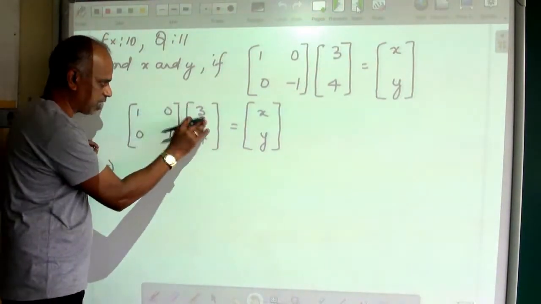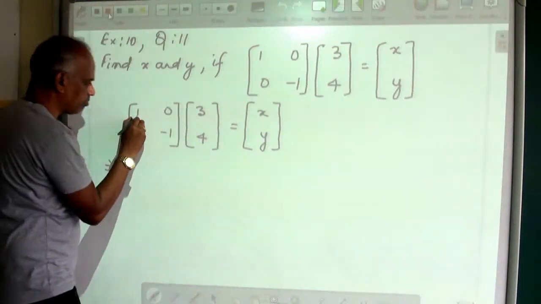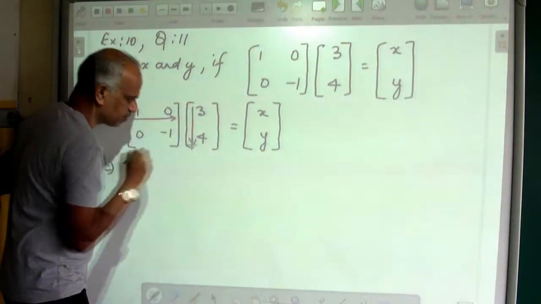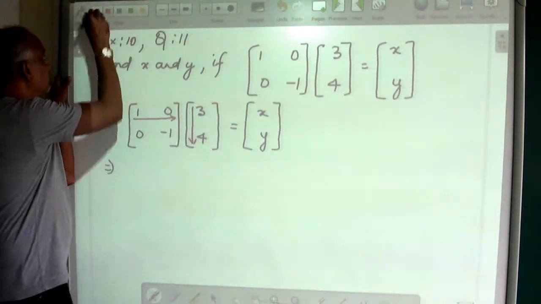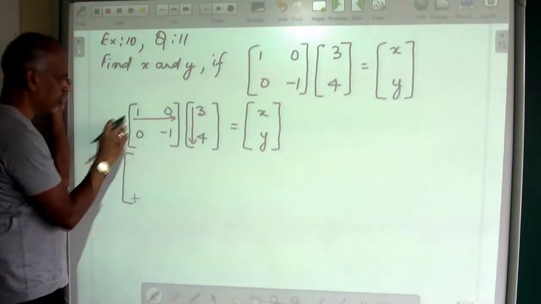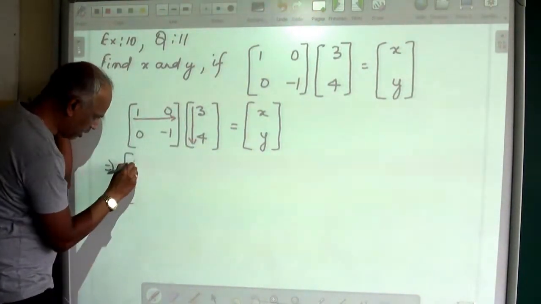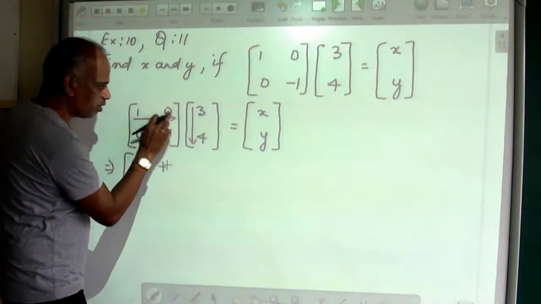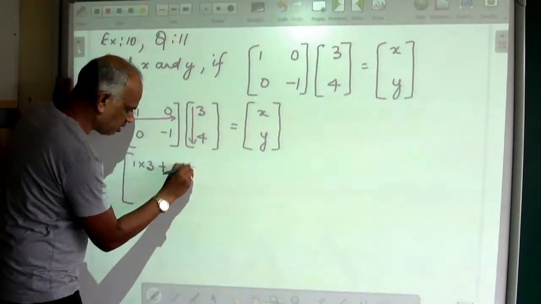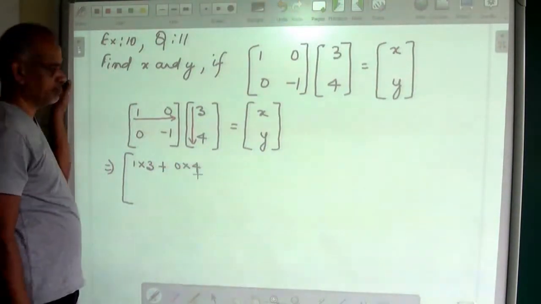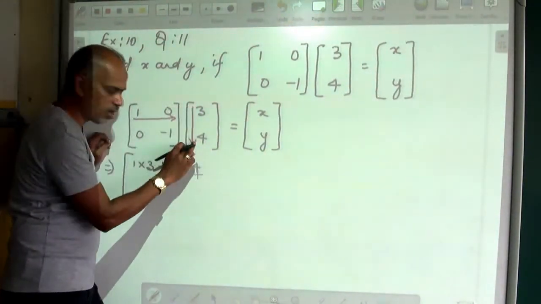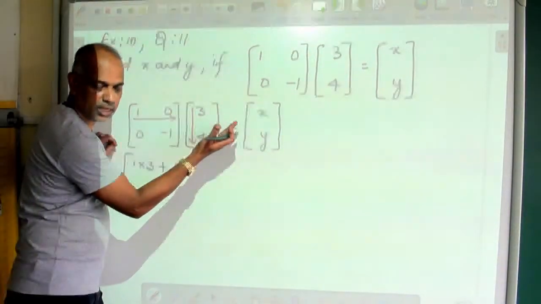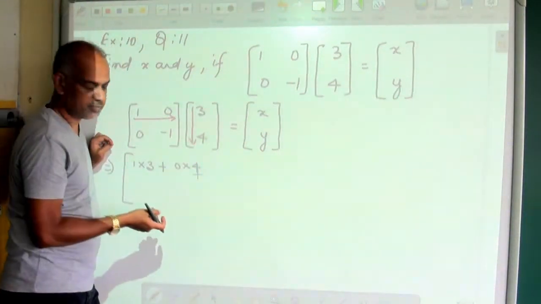This matrix has to be multiplied with this matrix, which means you have to multiply first row with first column here. So you have to multiply 1 with 3, 1 into 3, and in between you have to put plus. 0 has to be multiplied with 4, 0 into 4. So first row with this column is done. First row with, there is no second column. So you don't have to do that.